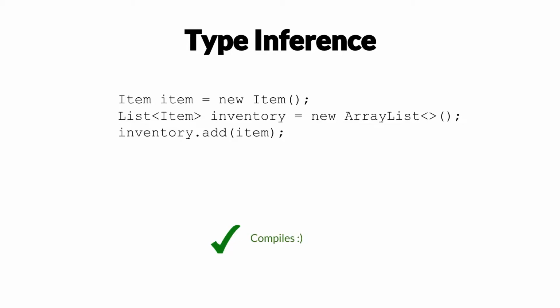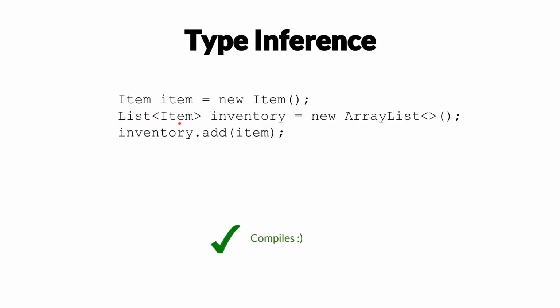Here we have an example where we instantiate an item. So item here is a variable of type Item. Item is a class we've defined somewhere else. And we instantiate a new item, and this object then becomes that new instance of Item.